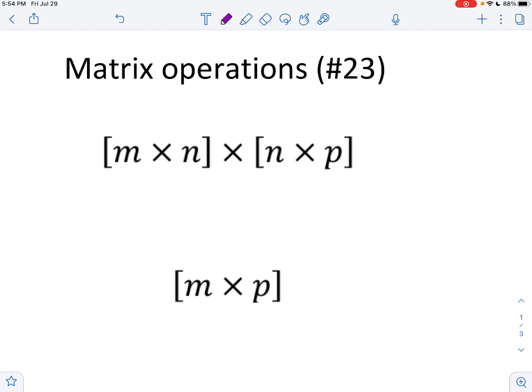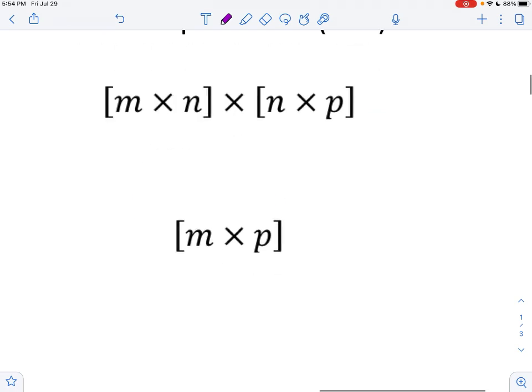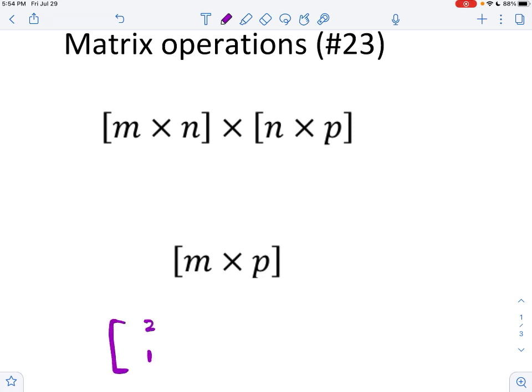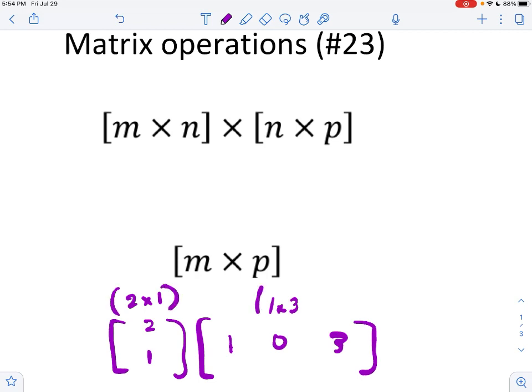Moving on to matrix operations. So how do you multiply two matrices together? In order for it to be possible to multiply two matrices together, the dimensions of the matrices have to meet a certain condition. So let me give you two sample matrices. 2, 1, and 1, 0, 3. When we look at the row by column dimensions, the first is 2 rows, 1 column, so 2 by 1. This here has 1 row and 3 columns, so 1 by 3.